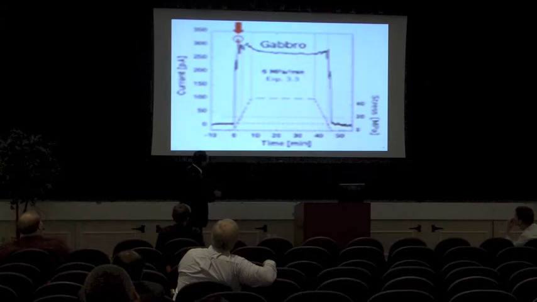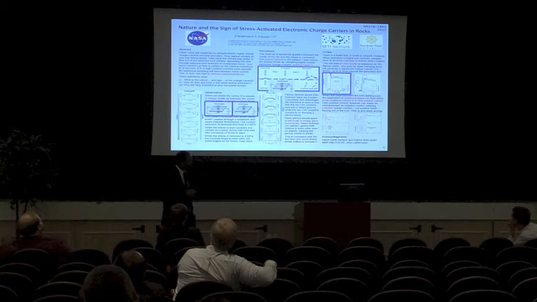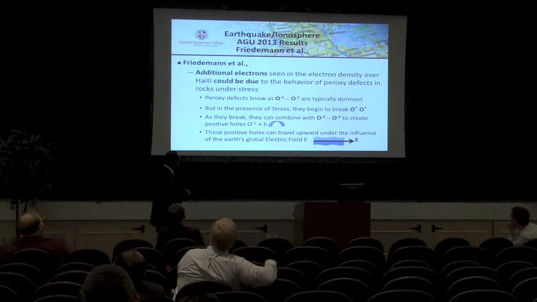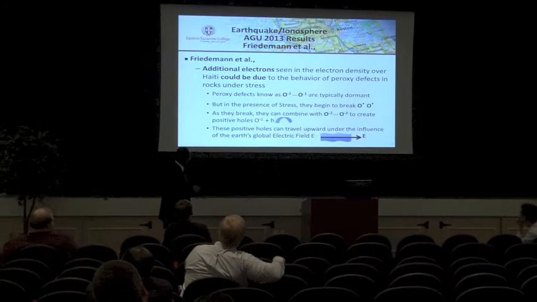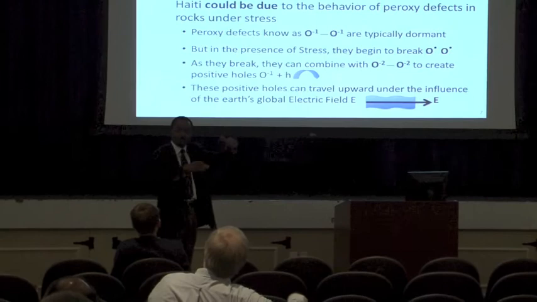So here's an example. As you can see, this is a paper that was presented by one of my main collaborators, Dr. Fun, from NASA, describing this work. So basically, that's the way they say, you have pyroxy defects that are in this form originally, and typically dormant. In presence of stress, they become activated, and then they can free an electron and leave the hole behind. And this electron can travel under the influence of the Earth's global electric field. They can travel to the high heights.